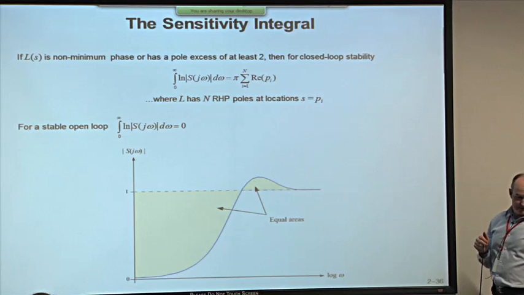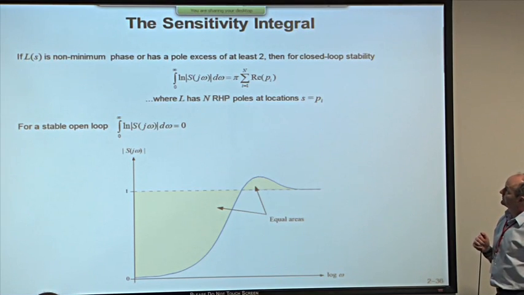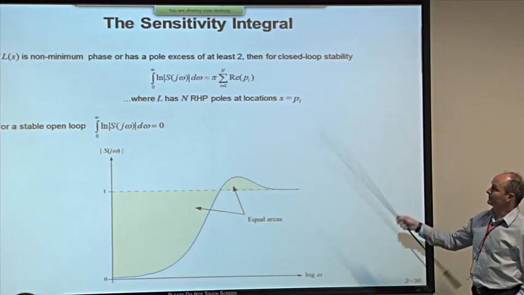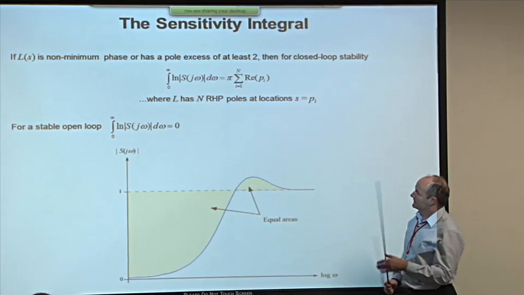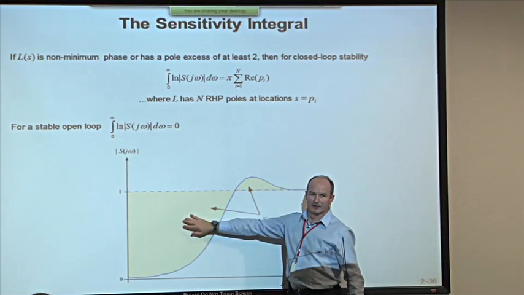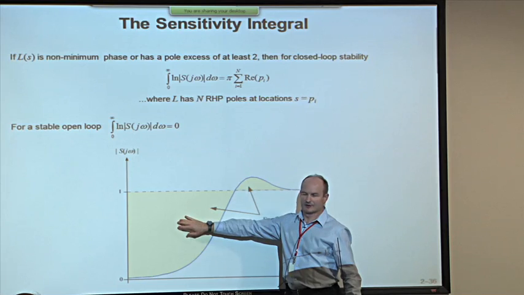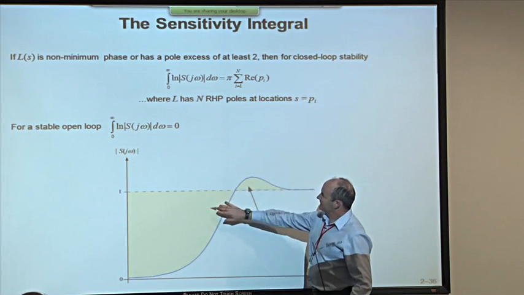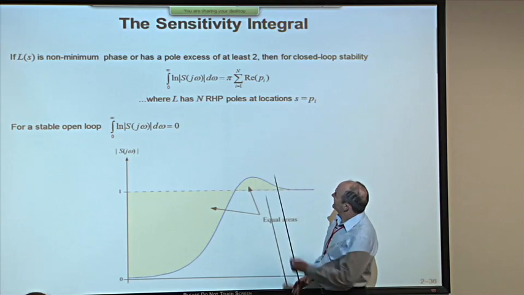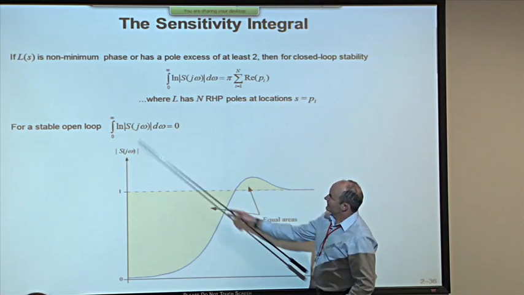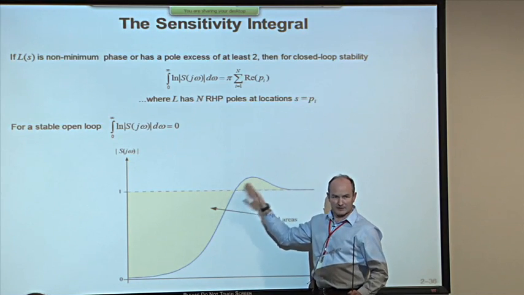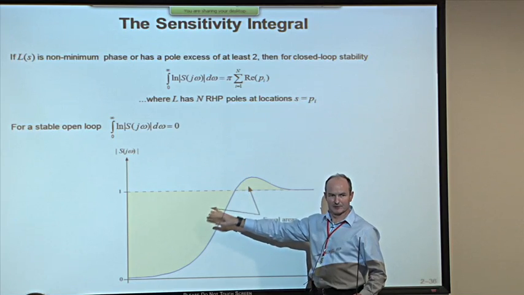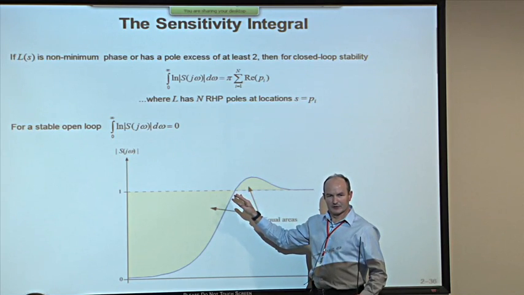Now, there is a relationship which applies to non-minimum phase systems or systems which have a pole excess of 2, called the sensitivity integral, and it relates the areas above and below unity for the S function. It looks a little bit weird when I've drawn it. These areas are actually equal, and you would see it more clearly if I'd chosen a logarithmic axis here, because it's to do with the logarithm here. But the point is that for any given system, these 2 areas must be the same. And if you don't change any poles or zeros, they will be the same.